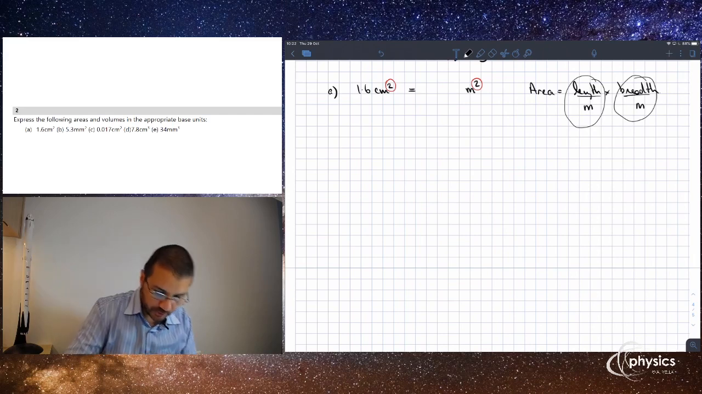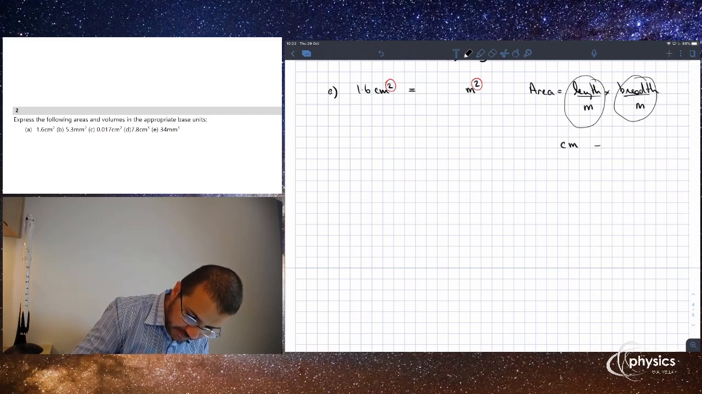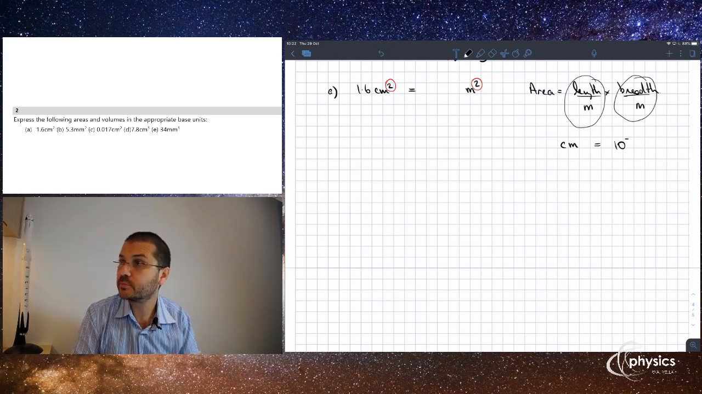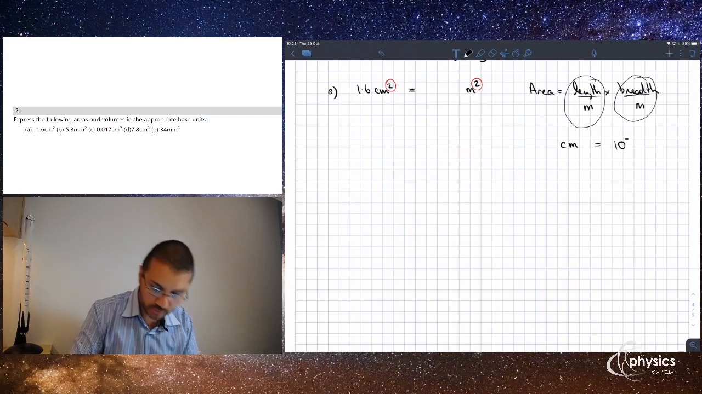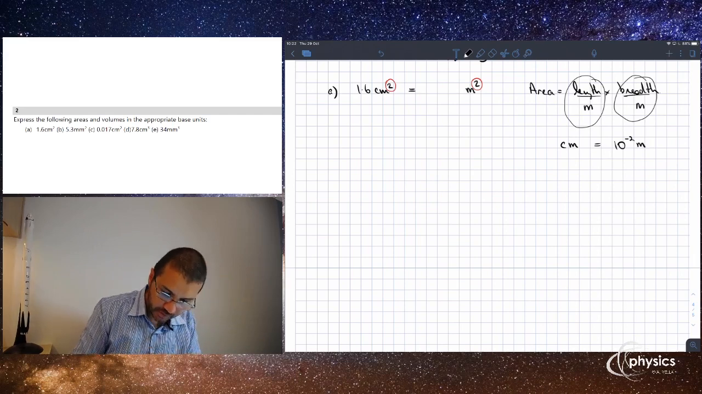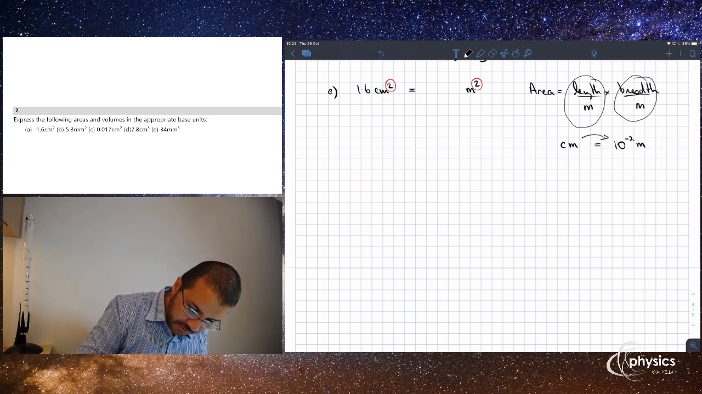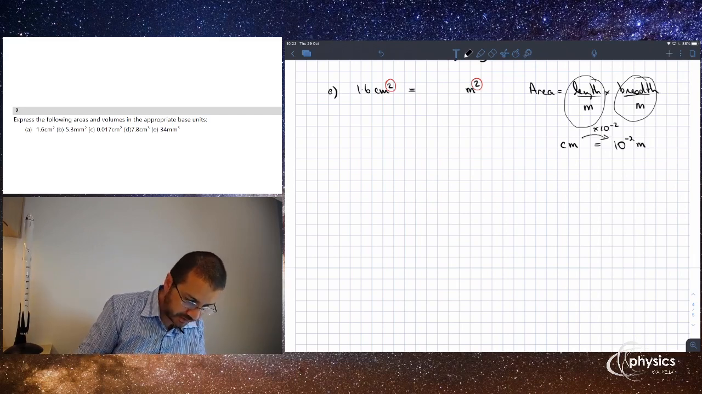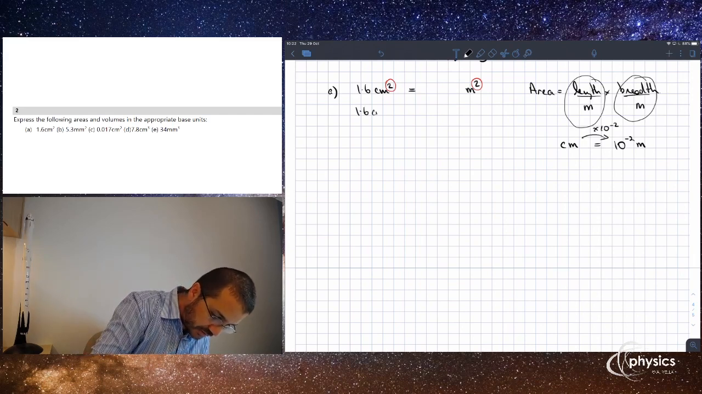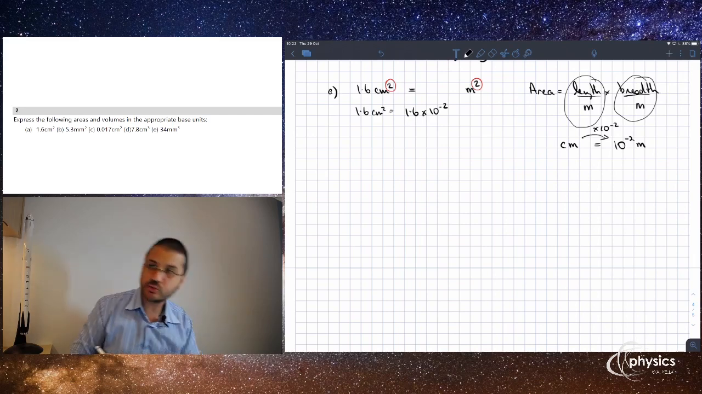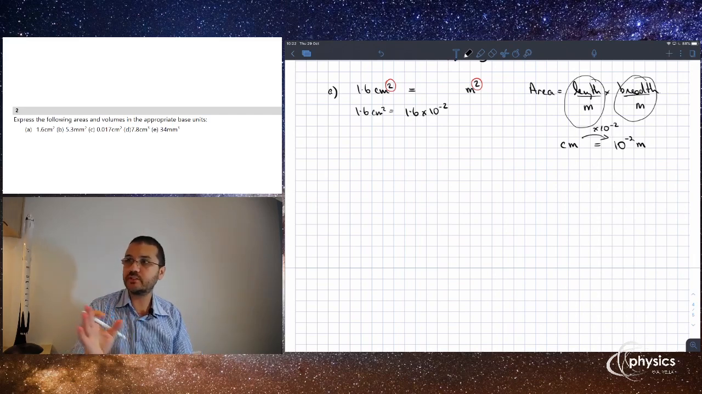Let's do it. So, centimeter to meter, centi means 10 to the minus 2. Alright, so from centimeters to meters, we have to multiply by 10 to the minus 2. So 1.6 centimeters squared will be 1.6 times 10 to the minus 2. In this way, we have converted the length.